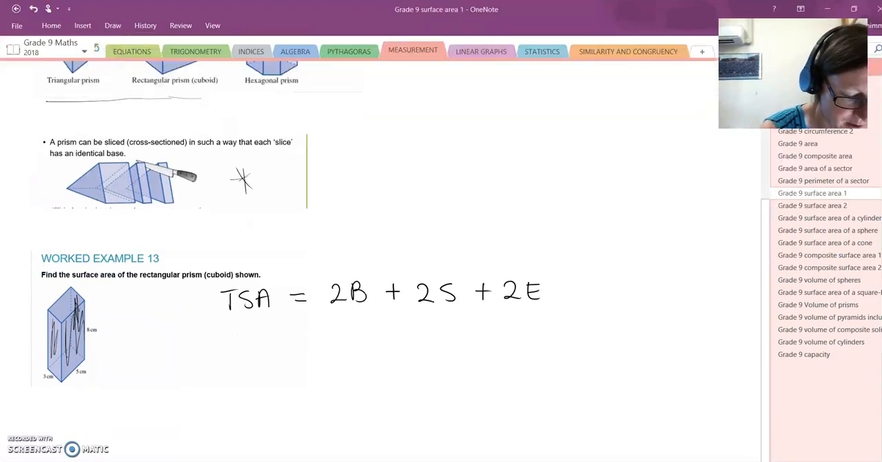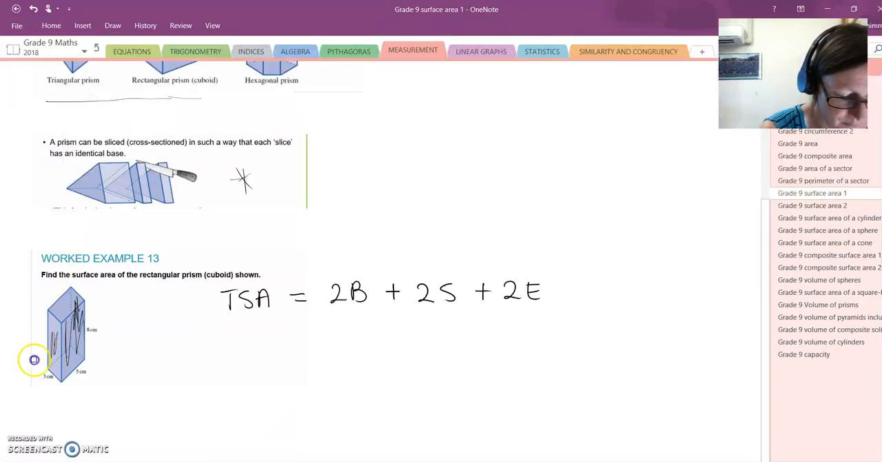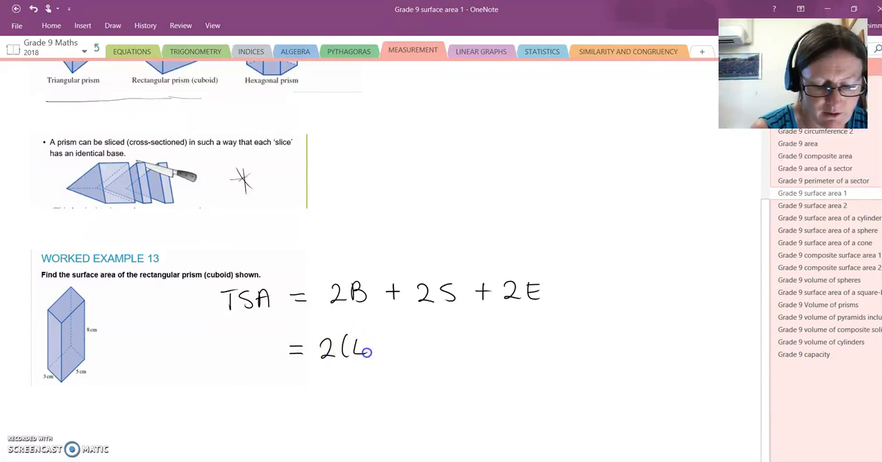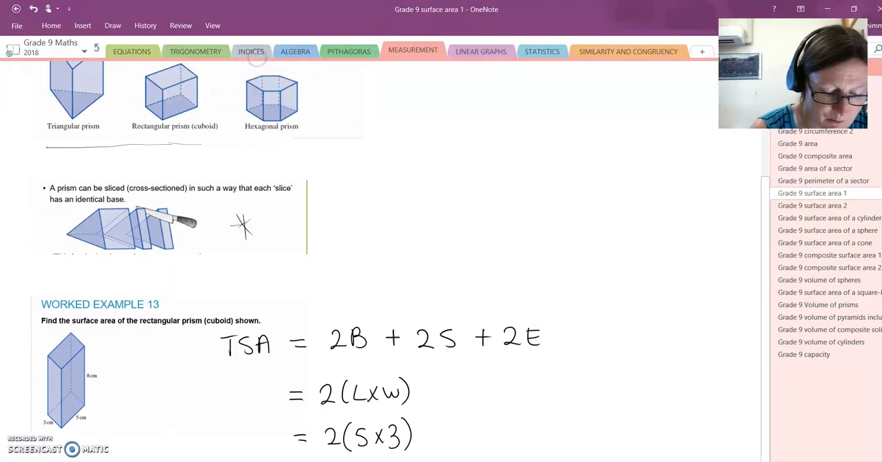So just go back and take off my squiggle so I can see it a bit better. Okay, so let's look at our base. It's a rectangle. So we've got 2 lots of length times width, and the length of that rectangle is 5 and the width of the rectangle is 3. So that's what we do for our bottom and top.